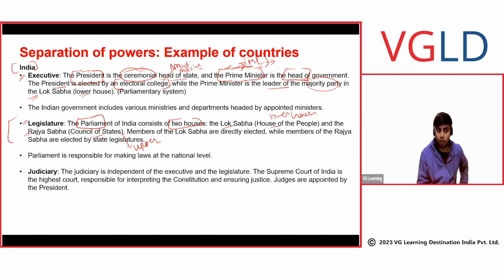So if a law needs to be passed, how will it happen? First of all, it needs to be passed in the Lok Sabha. So Lok Sabha majority needs to pass this, and once it is passed in the Lok Sabha, then it will go to Rajya Sabha. Once it is passed in the Rajya Sabha, only then the law will be enacted over the country. Okay, what is the reason?